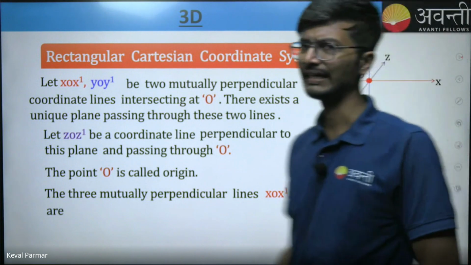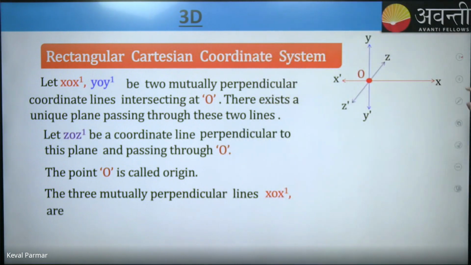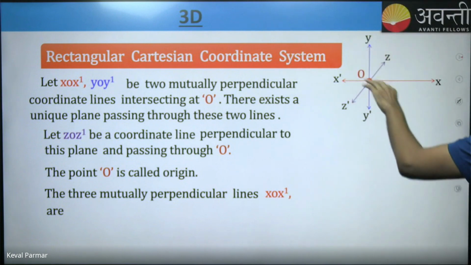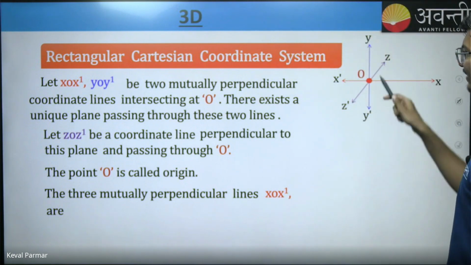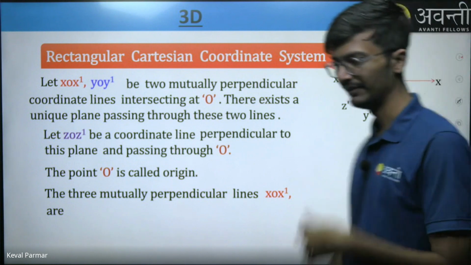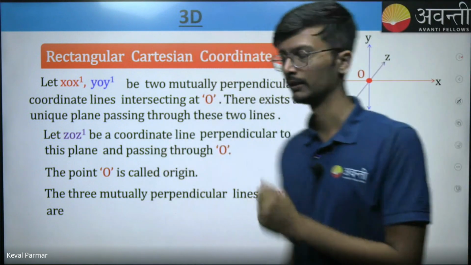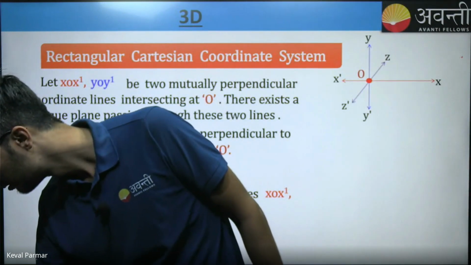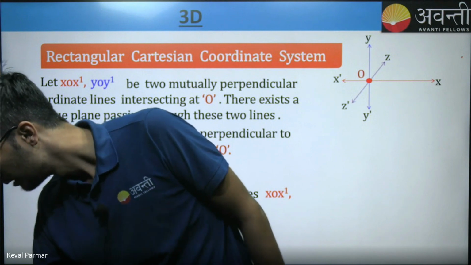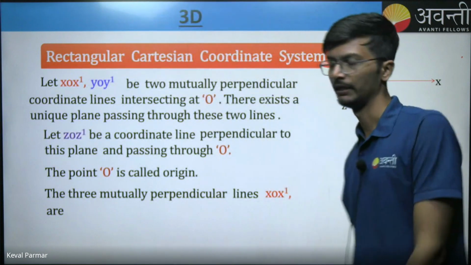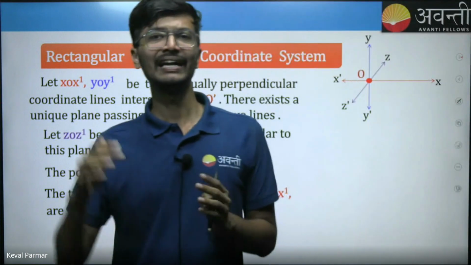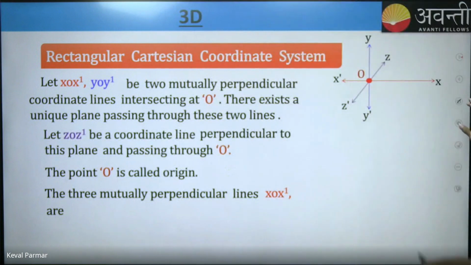So this is the rectangular Cartesian coordinate system. What is the rectangular Cartesian coordinate system in three dimensions? We have three axes, x-axis, y-axis, and z-axis. They all intersect at the origin, and every one of the axes is mutually perpendicular. These three axes form our 3D Cartesian plane. Let's see what we have next.